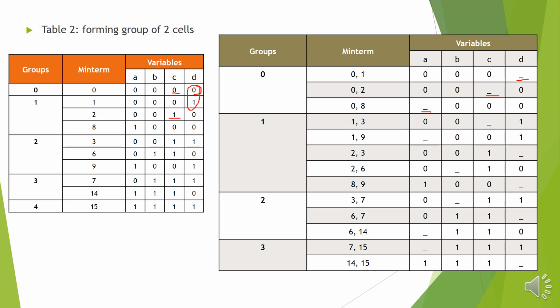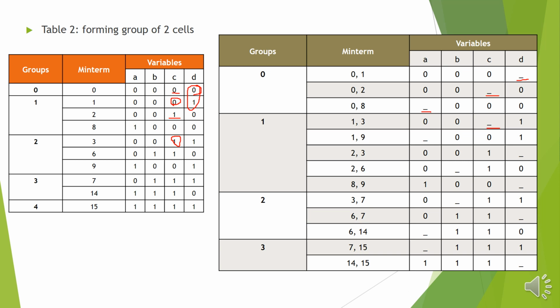Then I'll proceed with group 1 and group 2. That is 1 with 3. So the C variable is going to be the logical adjacent cell. So this is what the dash I got. Okay, then 1 with 6.